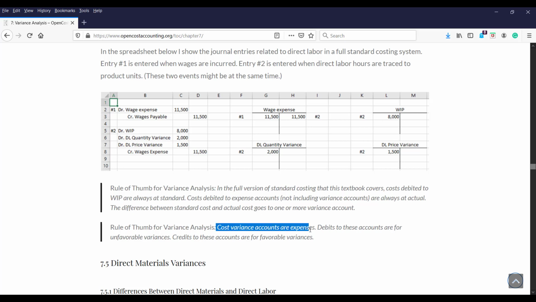Again, remember that the variance accounts for costs are expenses, and so you debit these accounts for unfavorable and you credit them for favorable. I hope that is intuitive enough, because expenses are bad, and so if it's unfavorable, you're going to use it like a normal expense account and increase it with a debit. If it's favorable, then you do this kind of backwards thing where you credit an expense account.